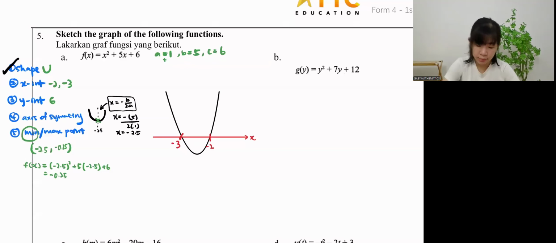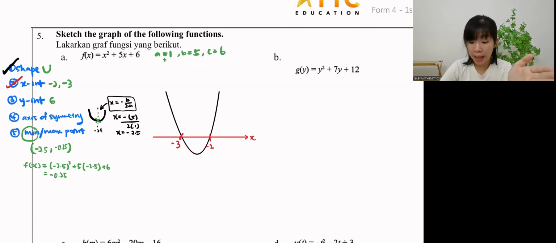Okay, -3, -2. Okay, x-intercept done. Now, y-intercept. Okay, y-intercept, you need to have y-axis first. Where should you place your y-axis? Do we draw it in the middle? Your y-axis is always at 0. Okay, where is more logical to put 0?